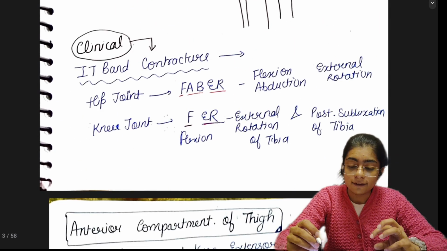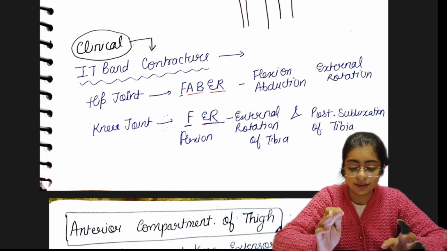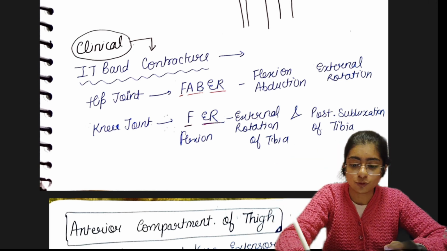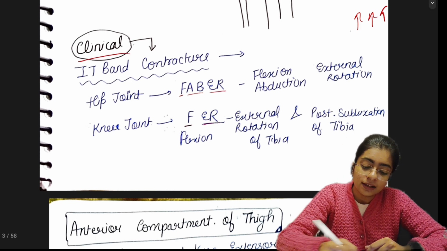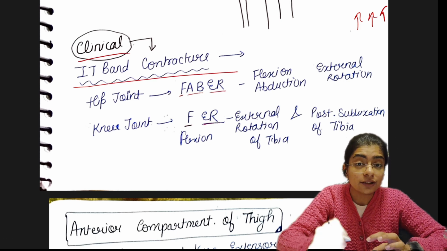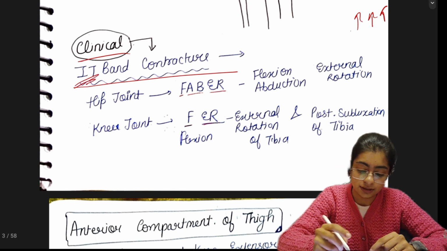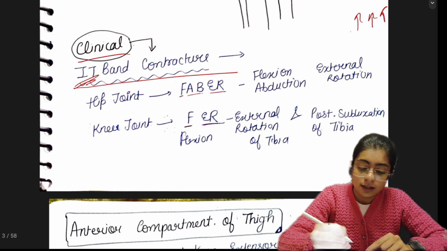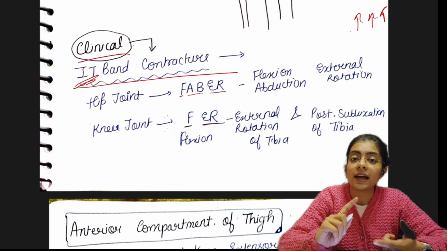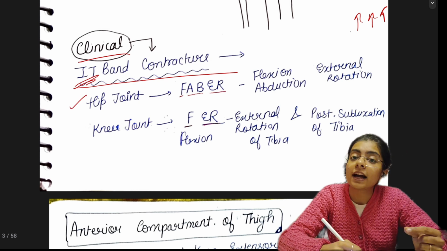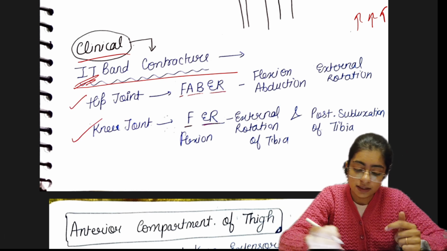Next is clinical. If you add some clinical points to every point in your answer sheet, then you will get more and more marks. So clinical: IT band contracture, that is iliotibial band contracture. Never write these short forms in your answer sheets. If iliotibial band contracture is there, what will happen at the hip joint and what will happen at the knee joint? This is a famous mnemonic, and you can learn very well with it.